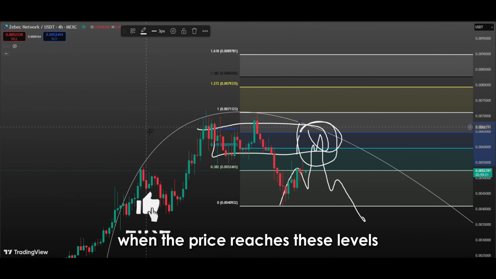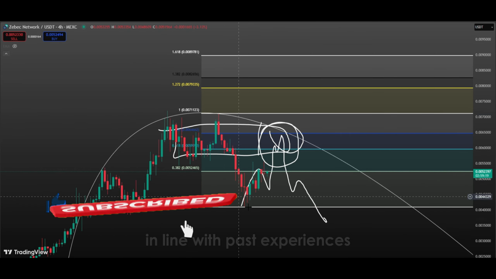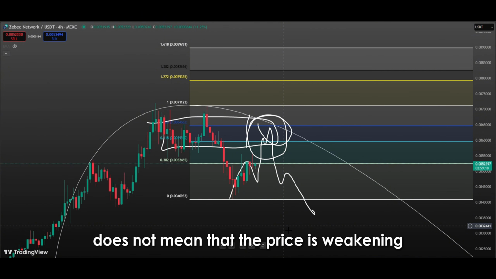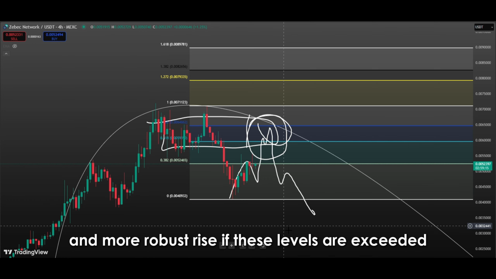When the price reaches these levels, some slowdown, pause, or profit realization may be observed in line with past experiences. However, this in itself does not mean that the price is weakening. On the contrary, it may be a harbinger of a stronger and more robust rise if these levels are exceeded.